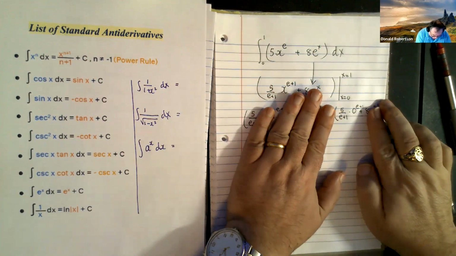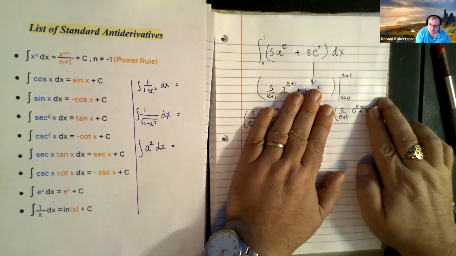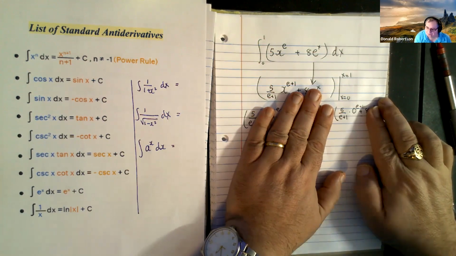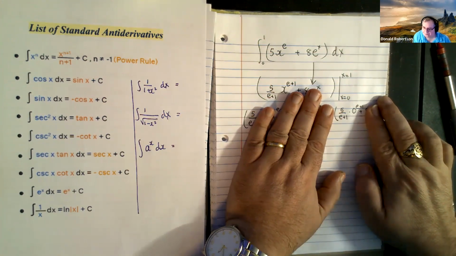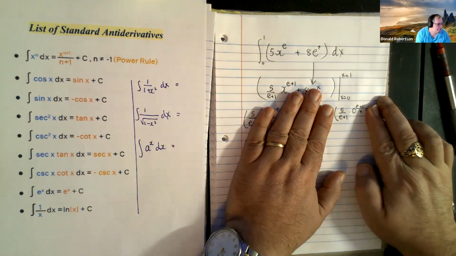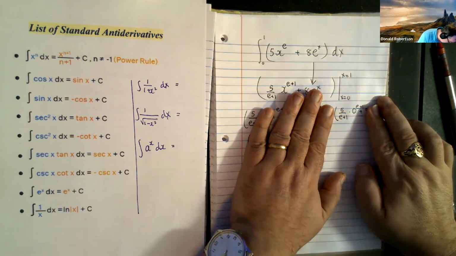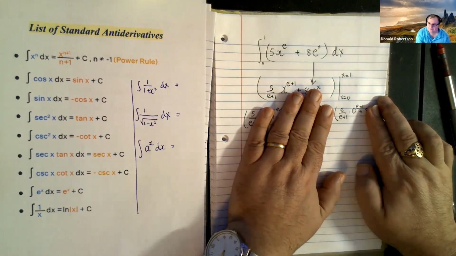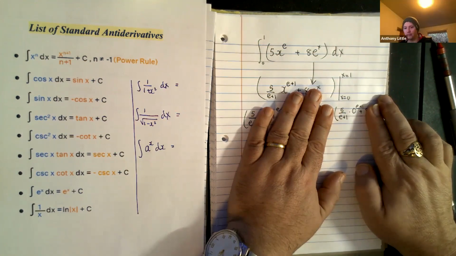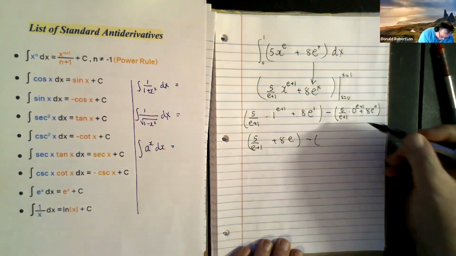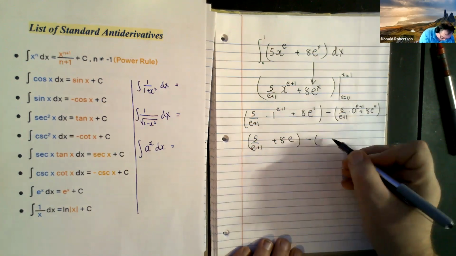Forget about all the other distractions. What number is 0 to the power of e plus 1? It's actually a very simple answer. There's nothing to it. 0. So 5 over e plus 1 times 0 is still 0.